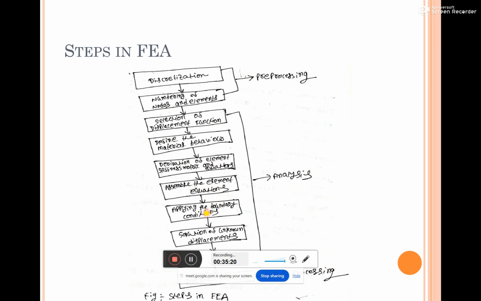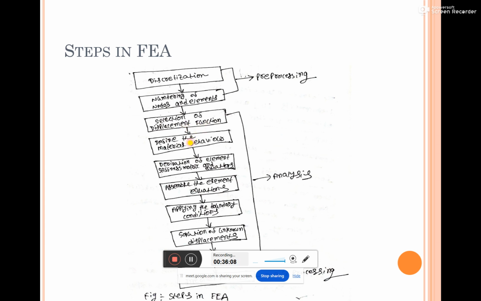After that, we have to apply the boundary conditions. For example, if you are doing a beam problem, if it is a fixed cantilever beam, where exactly one end is fixed and where exactly you are applying the loads, such things are specified in the boundary conditions. And after that, from the solution of the unknowns, we can find the different displacements and stress distribution. All of this comes under the solution of the unknown displacements, which comes under the analysis. So in the second stage there are different steps, like first you have to select the displacement function.